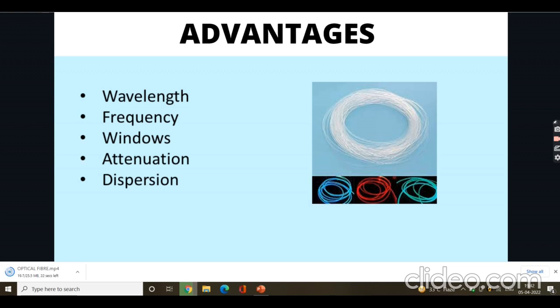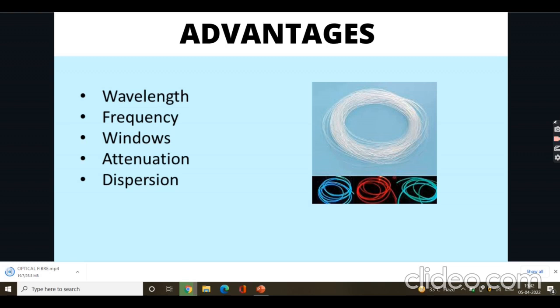Next is frequency. The information carrying capacity of a transmitted system is directly proportional to the carrier frequency of the transmitted signals. The optical carrier frequency is in the range 10^13 to 10^15 Hz, while the radio wave frequency is about 10^6 Hz and the microwave frequency is about 10^10 Hz.